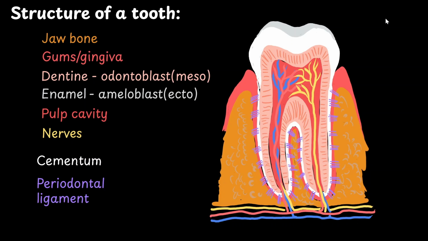Overall, the tooth has three regions. The crown, which is the exposed part of the tooth, which has the enamel; the neck, where it touches the gums; and finally the root, which is hidden deep inside the socket.